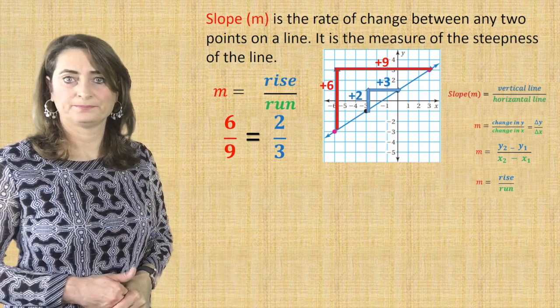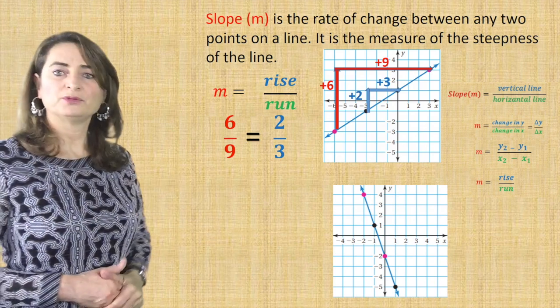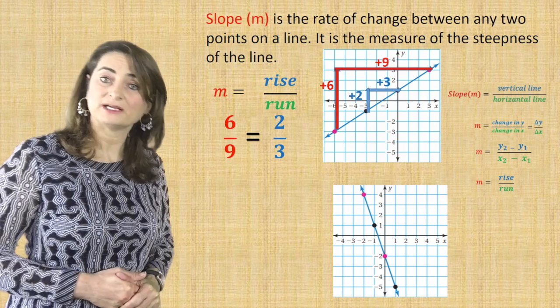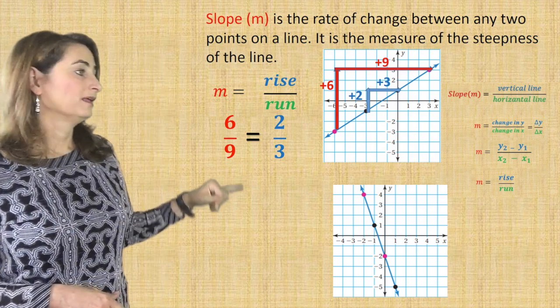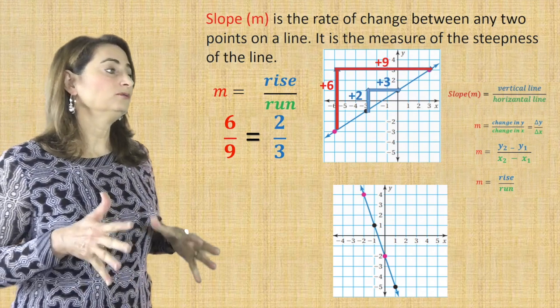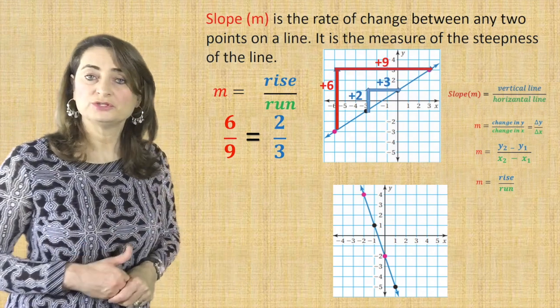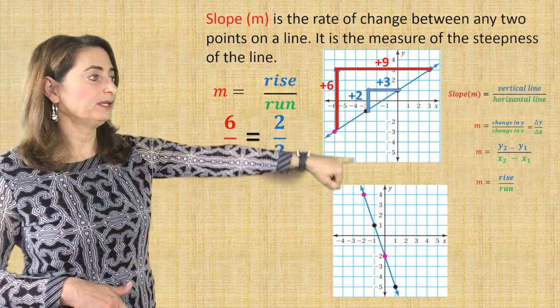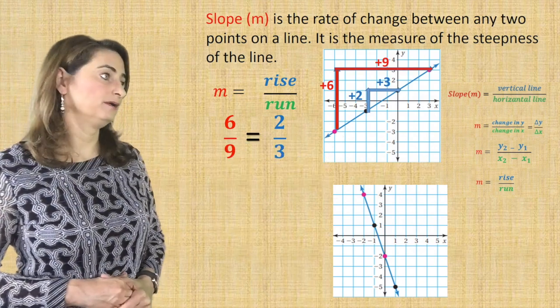Here's another example, but this time the line is going down from left to right, so I expect to see a negative slope. I will use the rise over run because it's much easier, but this time I will prove to you that no matter which two dots you use, you still get the same slope. So now I'm going to use the pink dot and the black dot on the bottom.